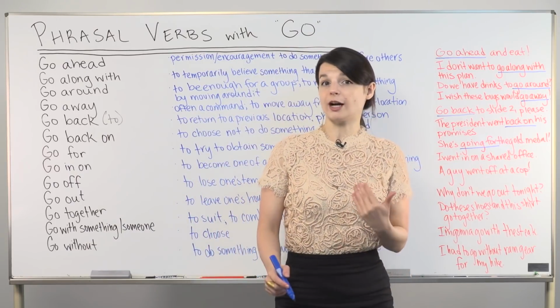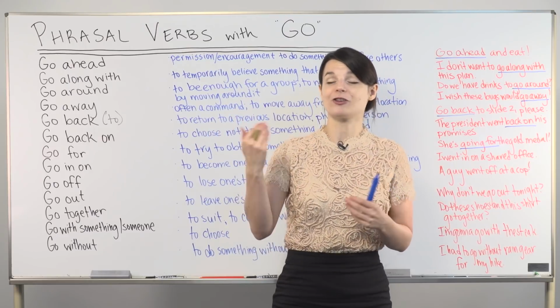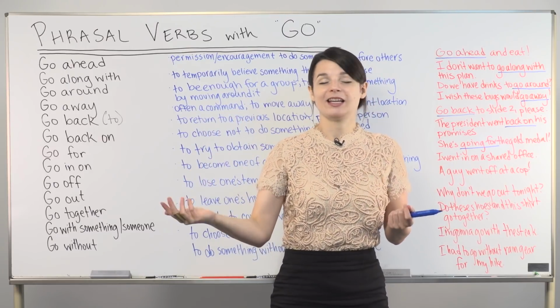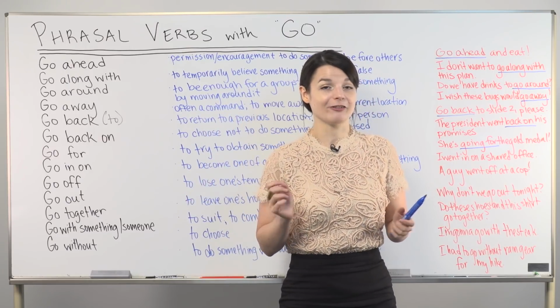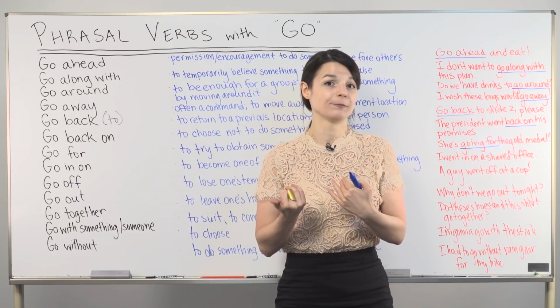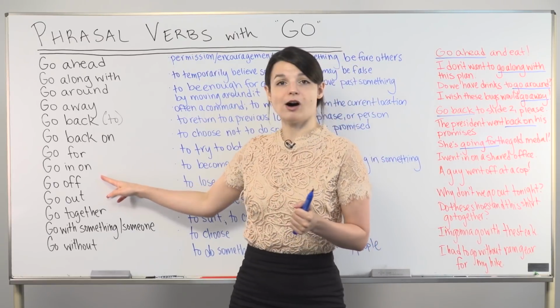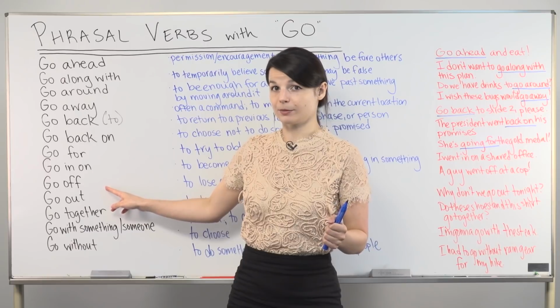If you want to use it to talk about a person, you could say like, oh, I tried to go for that girl or that guy across the room, but he or she wasn't interested, for example. So you're trying to get or you're trying to attract a person. Okay, let's move along to the next one, which is go in on, to go in on something.